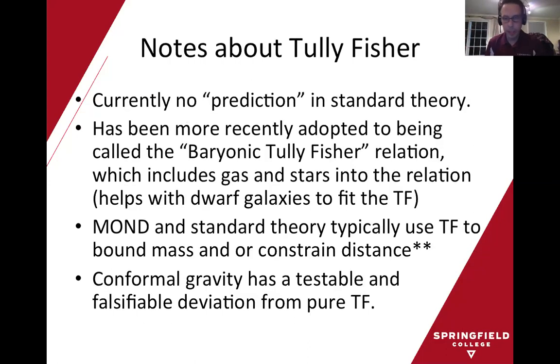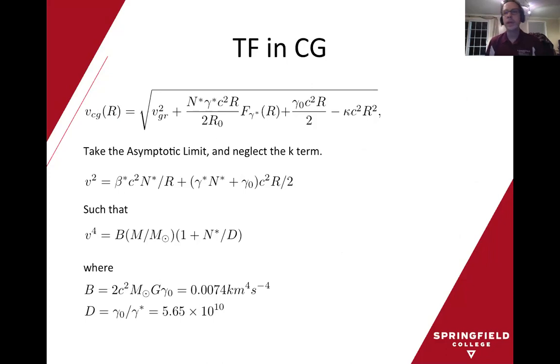This is just me repeating what I just said here, okay? So let's turn again to conformal gravity and ask, can conformal gravity actually give us a prediction for the Tully Fisher relationship? If we go back to the rotation curve velocity formalism that we had a couple of minutes ago, and take the asymptotic limit, we're going to neglect that quadratic term.